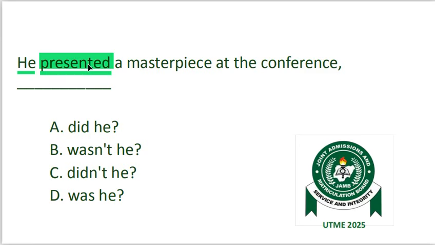It becomes didn't. Then let's now put it in question form. Didn't. The subject is he. So we say, didn't he? Option C. Didn't he? He presented a masterpiece at the conference. Didn't he? Let's proceed to the next question.